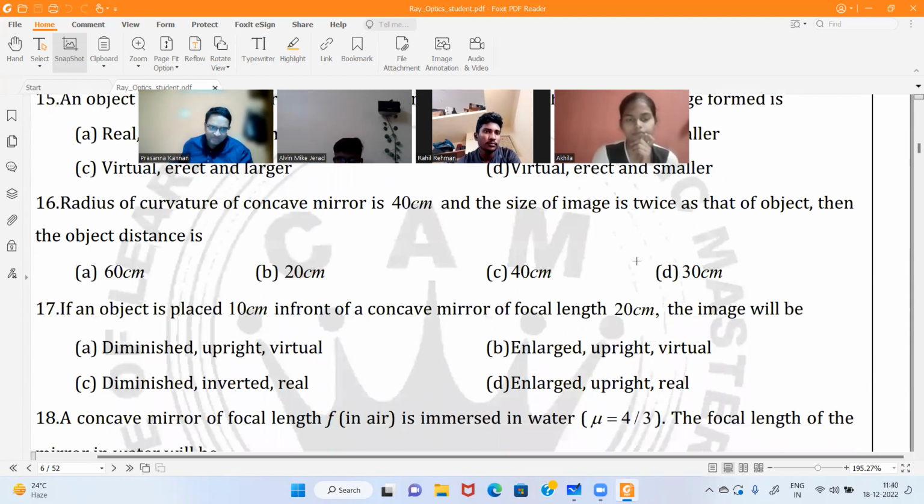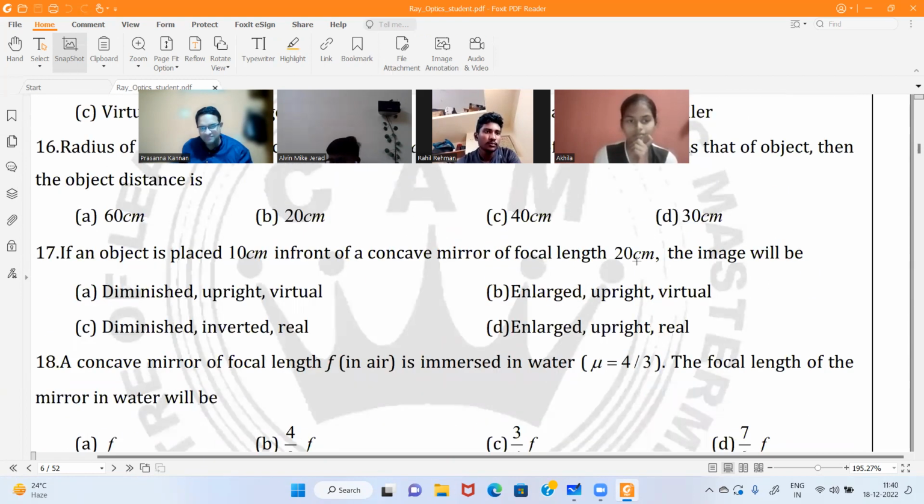Again, the same sum you can get using what? 1 by f is equal to 1 by u plus 1 by v. You will get v as a positive answer. When v is positive, it means on the other side of the mirror, therefore it is virtual. And magnification, if you see, it will be a large value. And magnification will also be a plus value, so upright. So enlarged, upright, and virtual. But with logic, you can answer it within a few seconds. Clear, guys? Yes, sir.